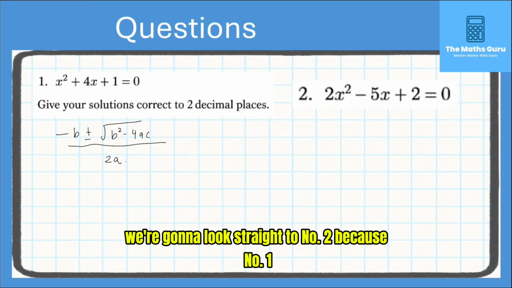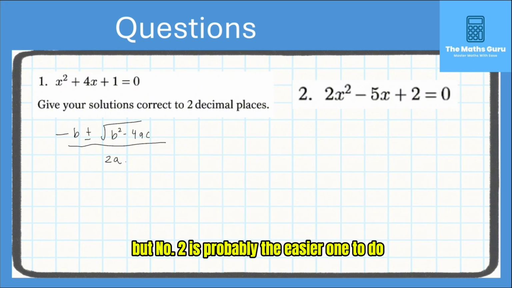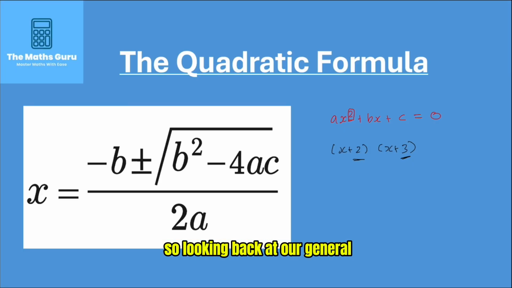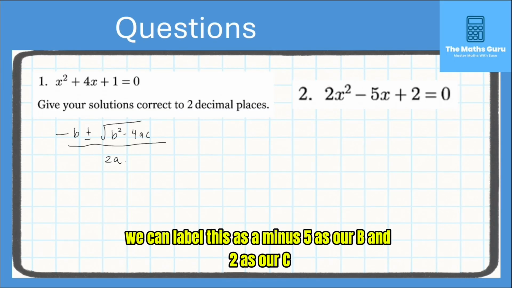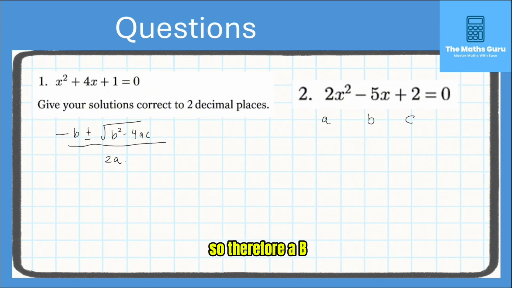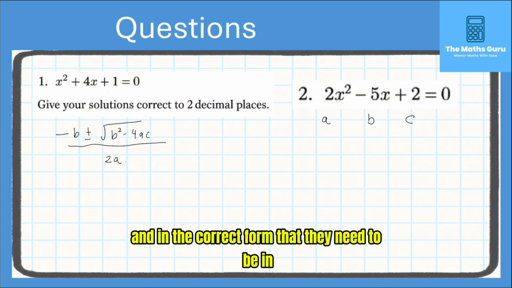First of all, we're going to look straight to number 2, because number 1 I put in first, but number 2 is probably the easier one to do. So looking back at our general form, we noticed that a, b, c follow in chronological order. So, labelling our equation number 2, we can label this as a, minus 5 as our b, and 2 as our c. As you can see, it's equal to 0, so therefore a, b, and c are finalised and in the correct form that they need to be in.